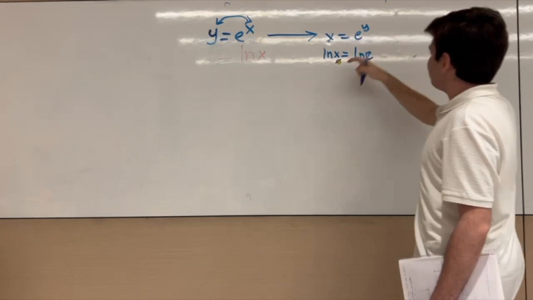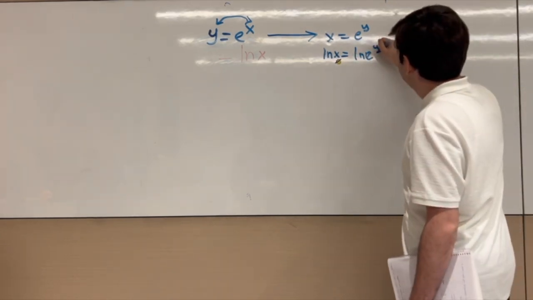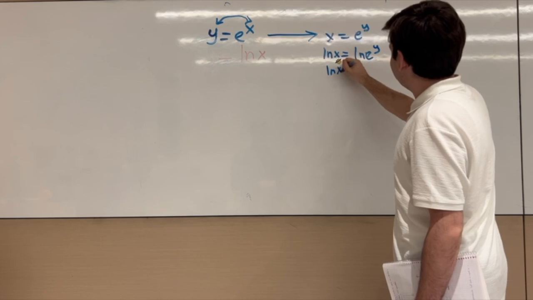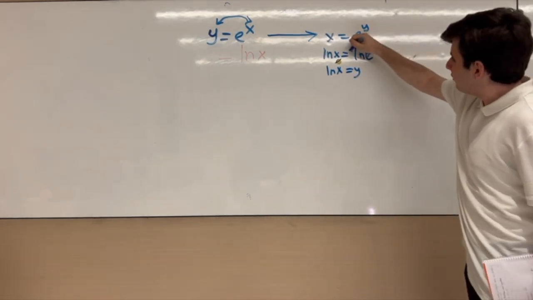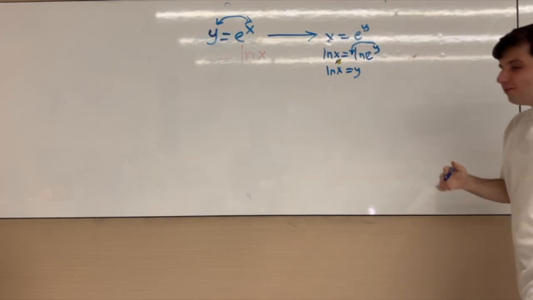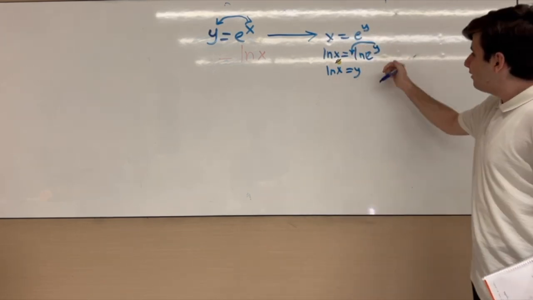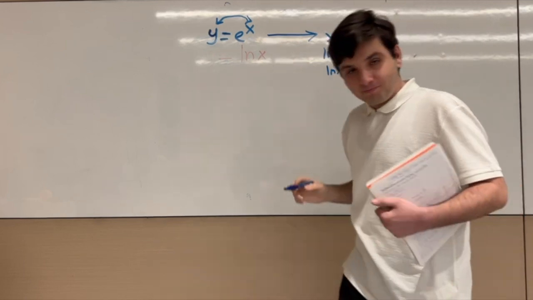It becomes ln x is equal to y ln e, because ln e is equal to 1, and y comes out as a coefficient, so y is equal to ln x. It is the inverse of the first function.